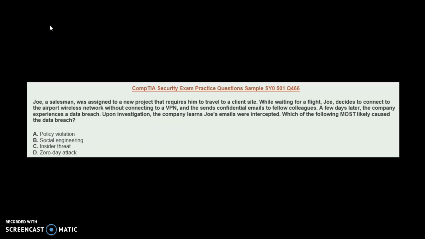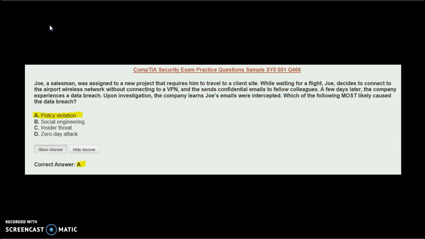Joe, a salesman, was assigned to a new project that requires him to travel to a client site. While waiting for the flight, Joe decides to connect to the airport wireless network without connecting to a VPN, and then sends confidential emails to fellow colleagues. A few days later, the company experiences a data breach. Upon investigation, the company learns Joe's emails were intercepted. Which of the following most likely caused the data breach? And that was policy violation. You should have used the VPN.